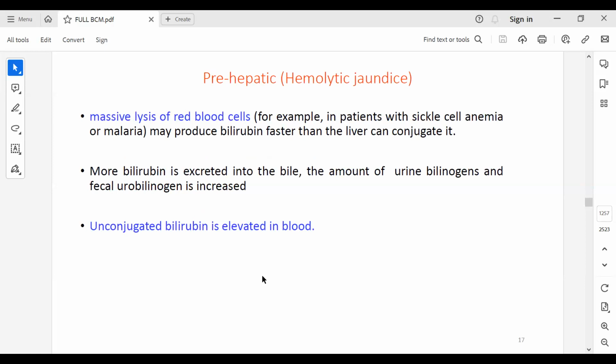So hemolytic jaundice, as I said, will be if there's a massive lysis of red blood cells. If there's a massive lysis of red blood cells, there'll be a lot of formation of bilirubin. So that is prehepatic jaundice. A lot of unconjugated bilirubin will be elevated because the liver will not really have time to conjugate all that, or it will even deplete most of its glucuronic acid.